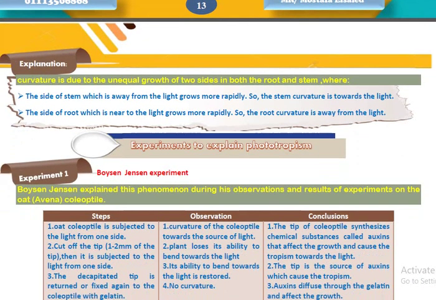The explanation: curvature is due to the unequal growth of the two sides in both the root and stem. The side of the stem which is away from the light grows more rapidly, so the stem curves towards the light. The side of the root which is near to the light grows more rapidly, so the root curves away from the light.